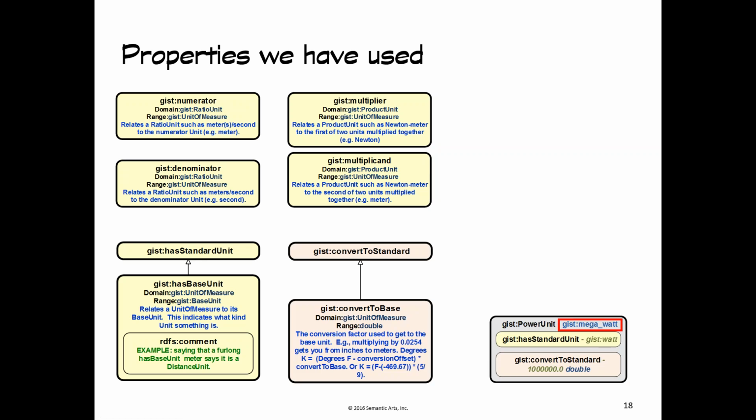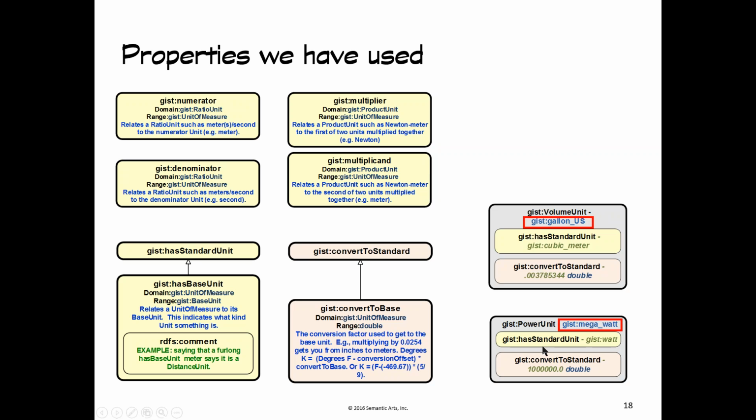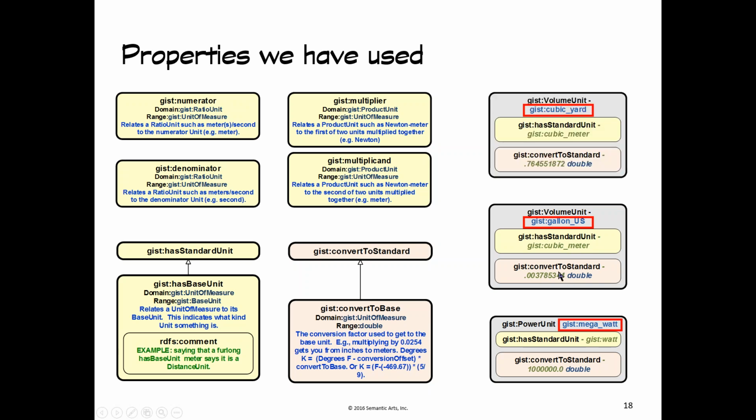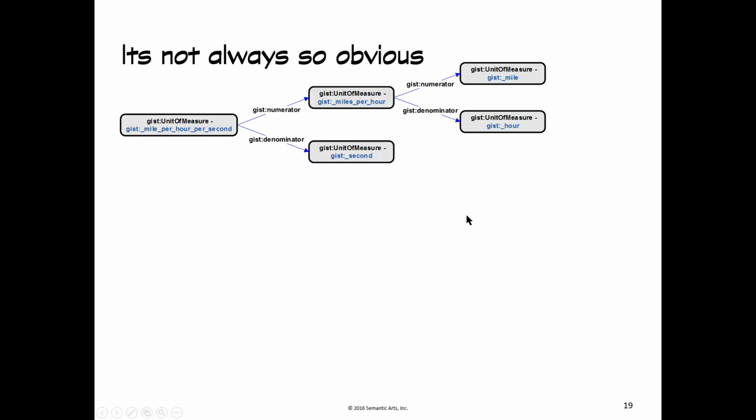And then here's an example of a power unit, megawatt, which has a nice, handy, lots-of-zeros number to convert to standard because it's in the same system. Here's one where you're converting between systems. A US gallon has a standard unit of cubic meter. Everything has to go down to the base units, but these are multiplied together to get there. And it happens to be the conversion rate there, 0.0378, blah, blah, blah. And a cubic yard, again, is not too far off from a cubic meter. It's about 3/4 as big, and that's how this all works.